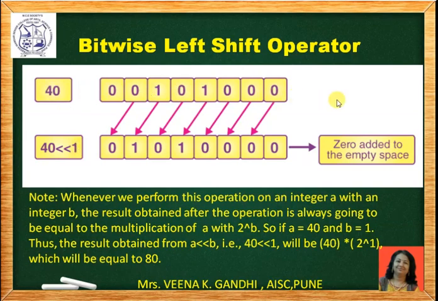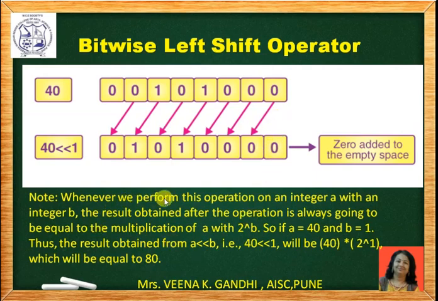When we shift the bits to the left side, the 0 in the MSB position vanishes and the next bits are shifted to the left side. So this 0 vanishes and this 0 comes to the MSB position. So 1 comes to here. In the last, the vacant position is filled with 0.